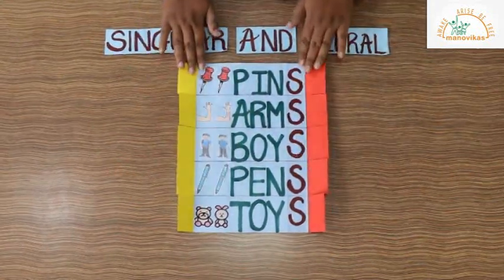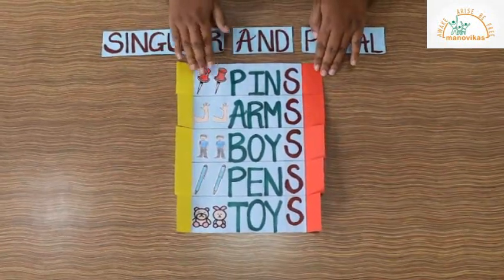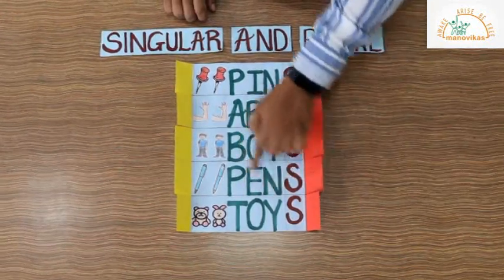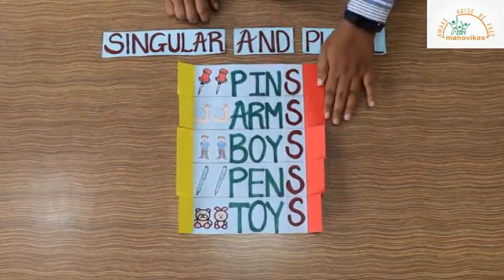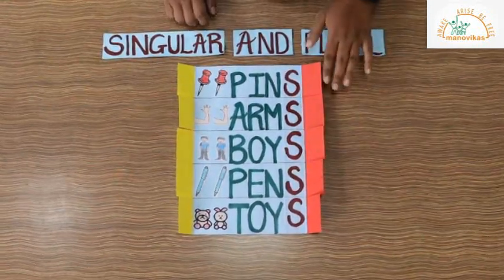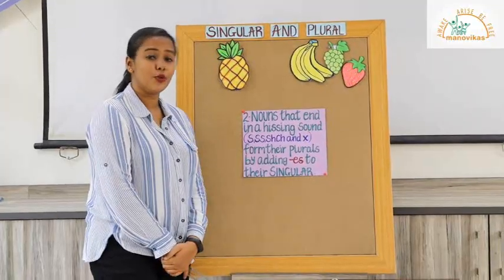So students, here you have seen how we have applied the first rule. That is, we form plurals by adding the letter S to the singular nouns. Now all of these are nouns and we have added a letter S so as to form plurals of these nouns. Now let's move on to the rule number 2.